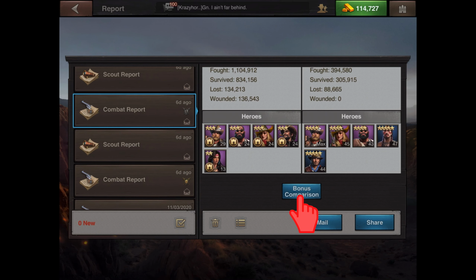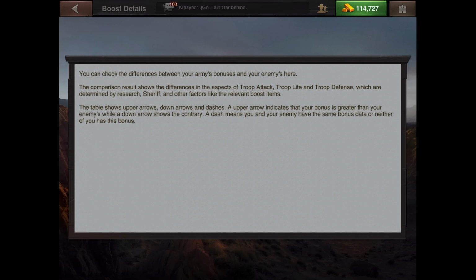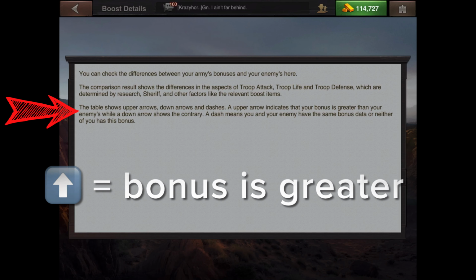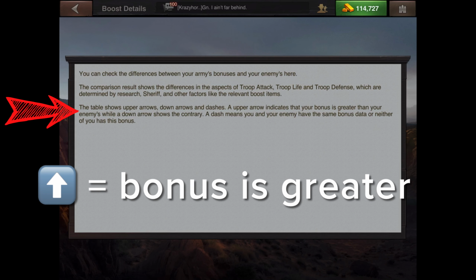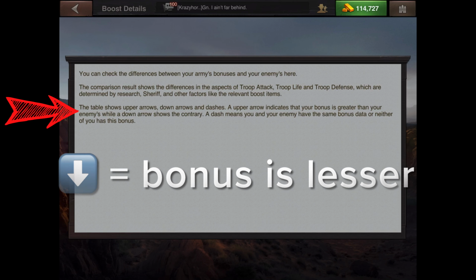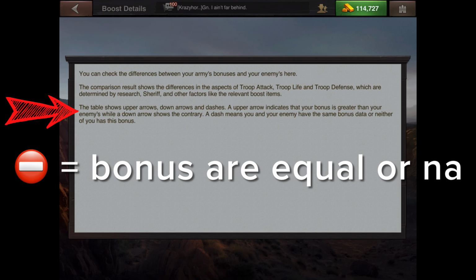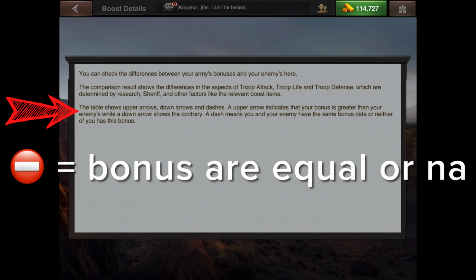All right, we're going to click on the bonus comparison. This combat report shows a little bit different. We're going to click on the eye real quick. But let's look at the third paragraph where it says, the table shows upper arrows and down arrows and dashes. The upper arrow indicates that your bonus is greater than your enemy's, while a down arrow shows the contrary. A dash means you and your enemy have the same bonus data, or neither of you has this bonus.